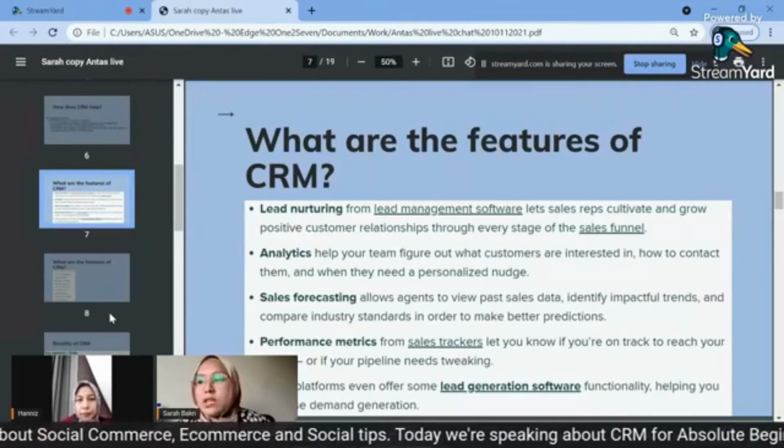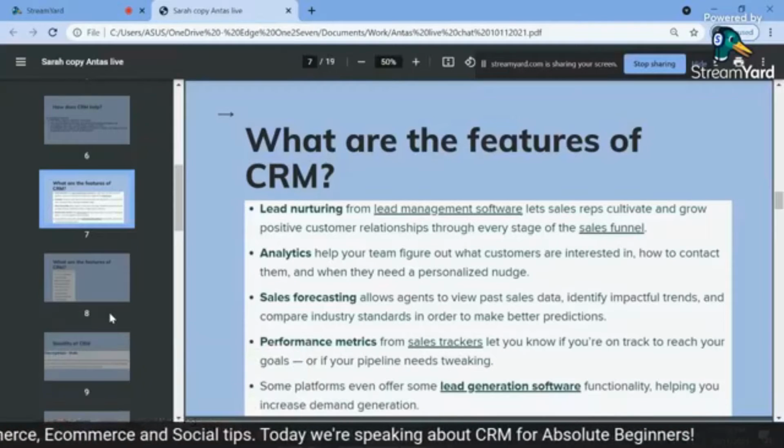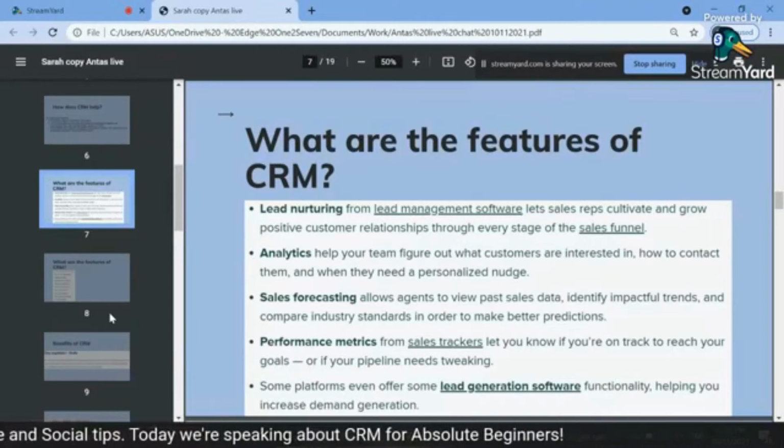Now, what are the features of a CRM? These are the main features of a CRM: lead nurturing. So you could nurture your leads.